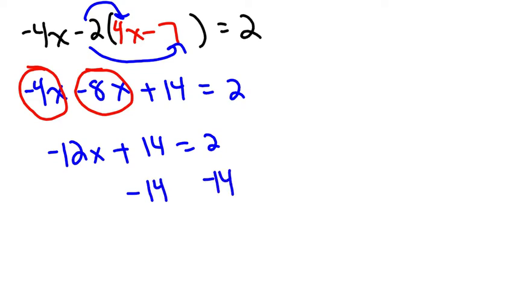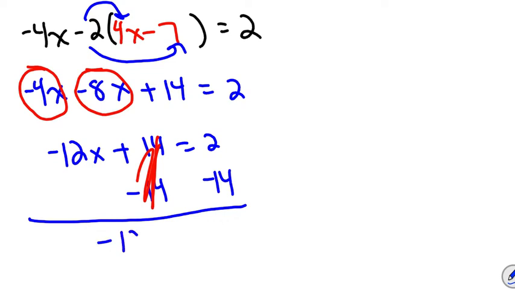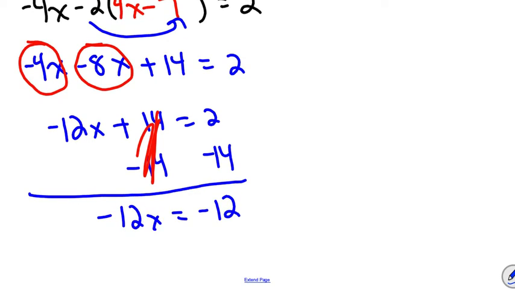I'm going to do the opposite and subtract 14. 14 minus 14 is 0, so these cancel. Bring down the negative 12x equals 2 minus 14 is negative 12. Divide by negative 12, divide by negative 12, and we get x equals 1.